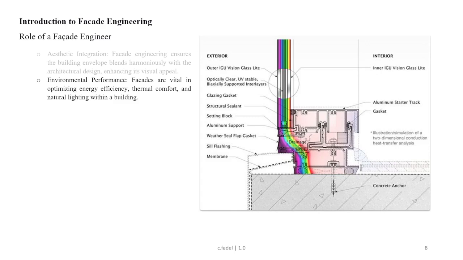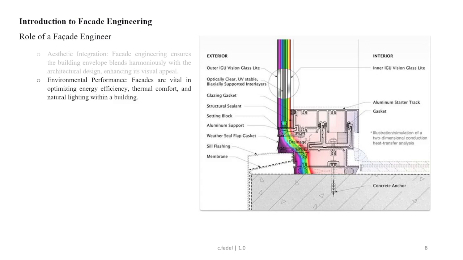Another thing is facade should be designed to reduce the reliance on artificial lighting during daytime. So therefore, a facade engineer should consider placement and design of windows, glazing system, and shading devices to maximize daylight penetration while minimizing the glare and heat gain. So by optimizing natural lighting, facade can create a visually pleasing and productive indoor environment while reducing energy consumption associated with artificial lighting. And so therefore, we can contribute to the overall sustainability of the building.